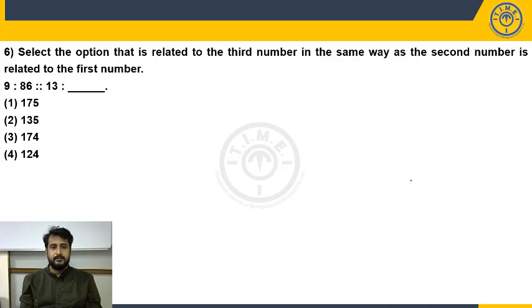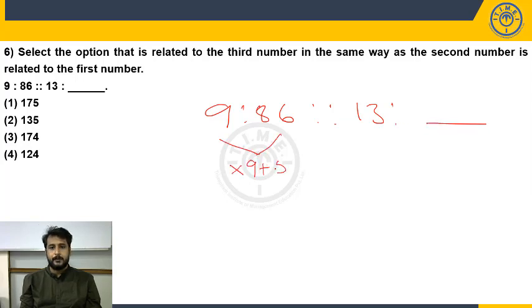Question number 6. Select the option that is related to the third number in the same way the second number is related to the first number. 9 is to 86, 13 is to dash. Now from here to here, one logic we can say is 9 into 9 plus 5. 9 nines are 81 plus 5. Okay, difference and product together.